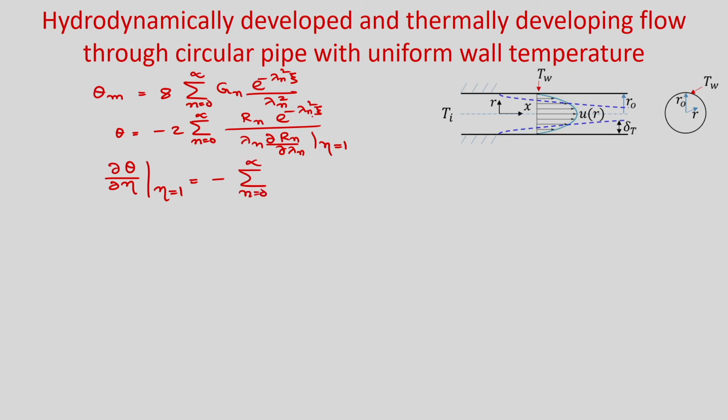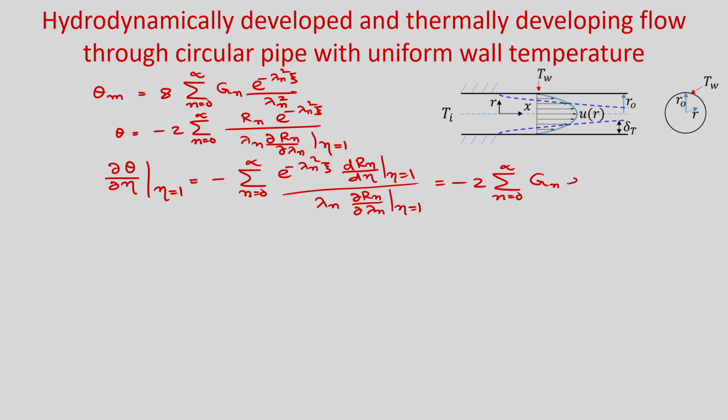So, you can see this is a function of xi only. So, r n is a function of eta. So, you will get e to the power minus lambda n square xi, then del r n by del eta at eta is equal to 1 divided by lambda n del r n by del lambda n at eta is equal to 1. So, this if you write in terms of g, then you can write minus 2 sum n is equal to 0 to infinity g n e to the power minus lambda n square psi.